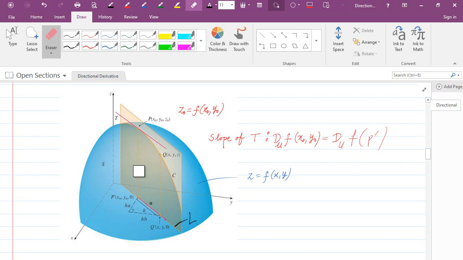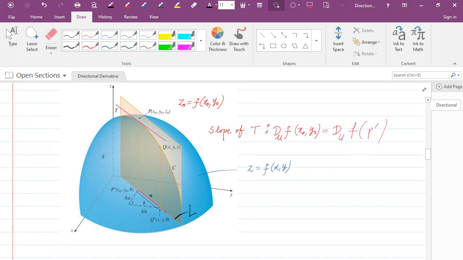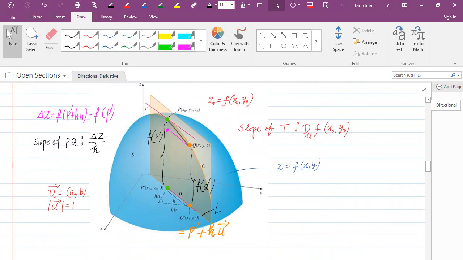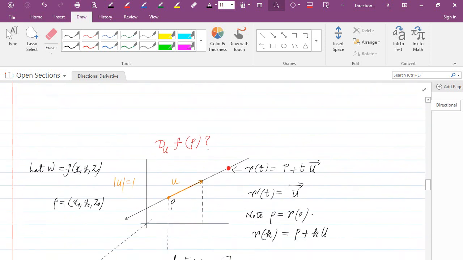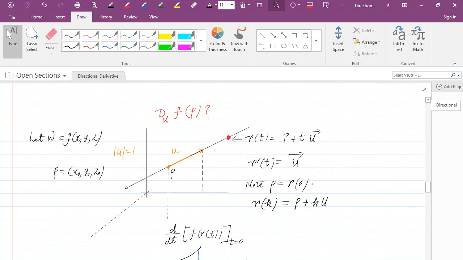So again, the function f gives you the height of the graph, so you can say that this is the rate of change of height in the direction of u. Okay, so I'm going to stop here, and in the next video we will see how to compute directional derivatives.